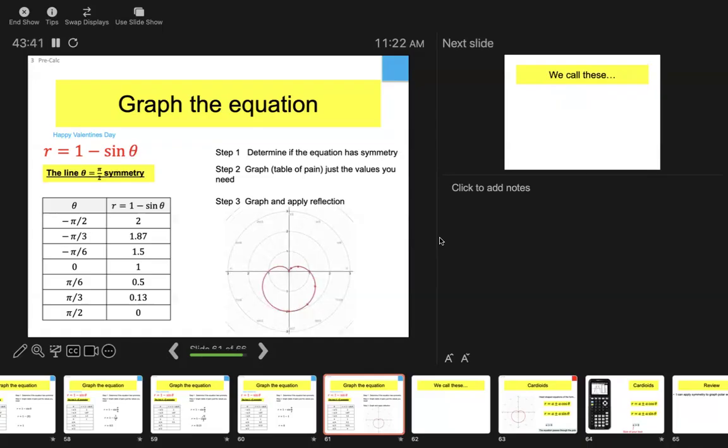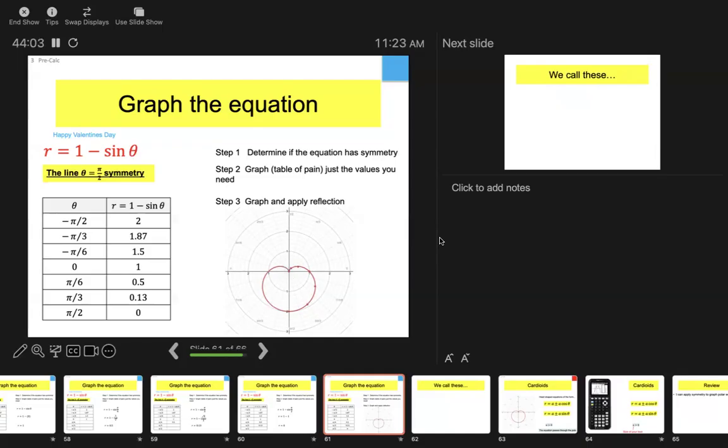So happy Valentine's. Usually this class is right around Valentine's Day. Kind of cool. A lot of people say it looks more like an apple than a heart. I get that too. A peach? Okay.